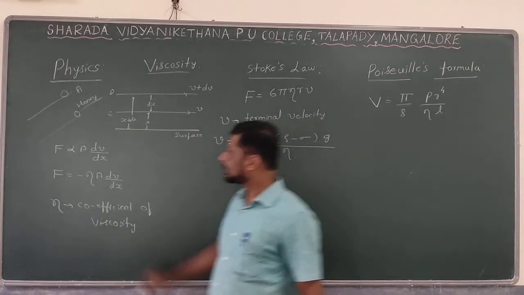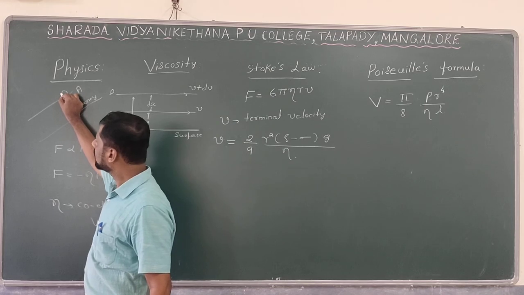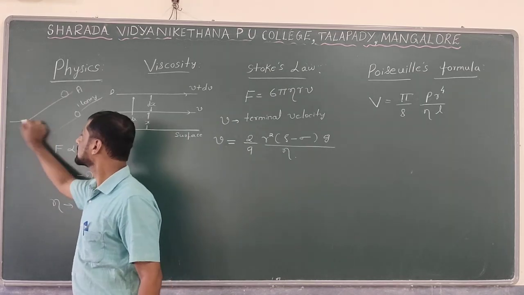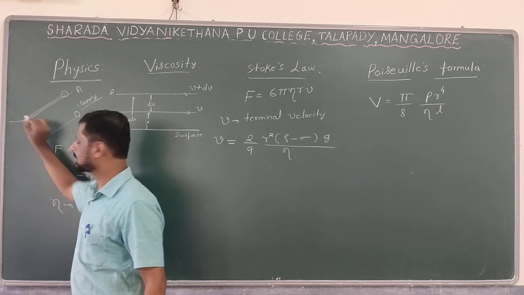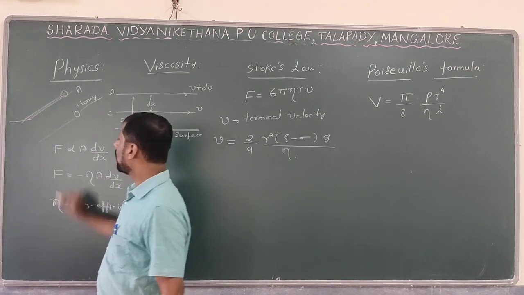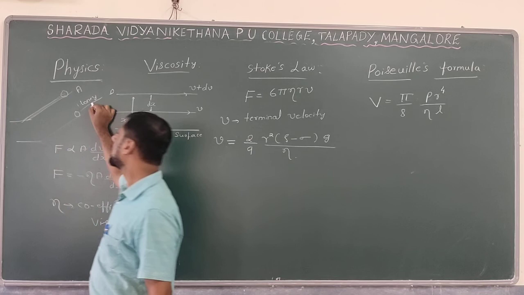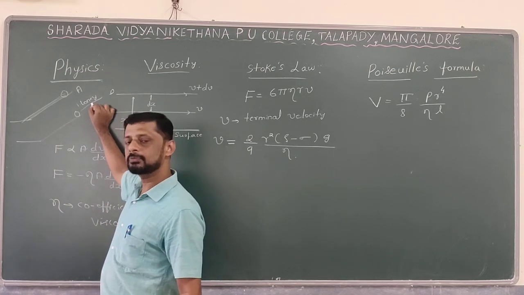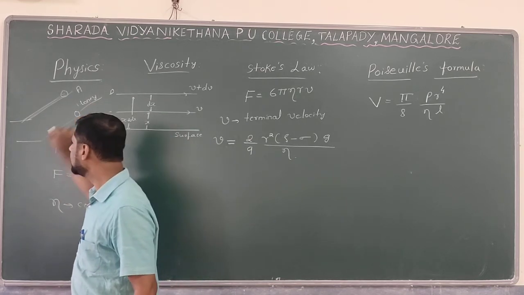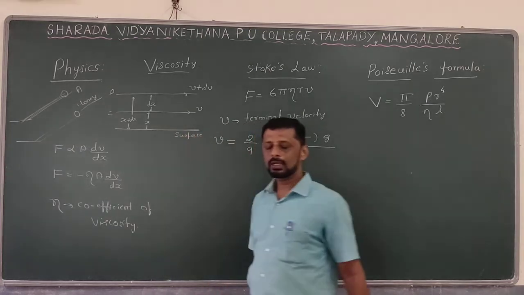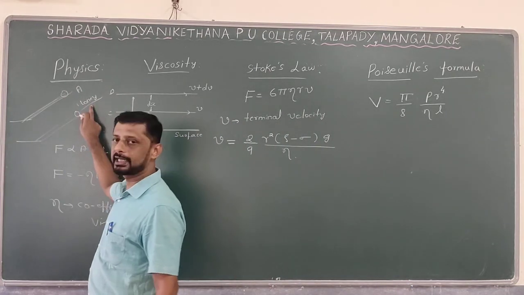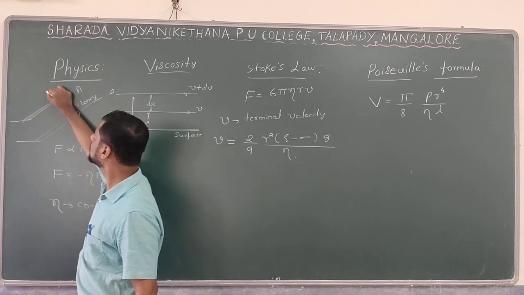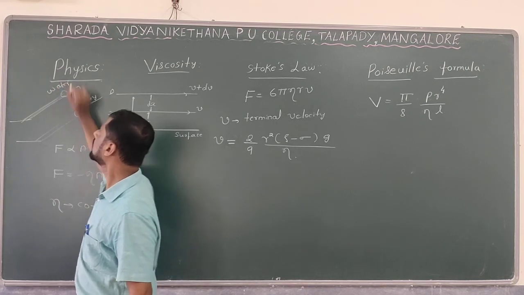Normally we will observe that water flows very fast, flows out quickly and reaches the surface quickly, while honey or a drop of oil takes much more time to reach the surface. What does it indicate? It means honey is more viscous, and oil is more viscous when compared to water.